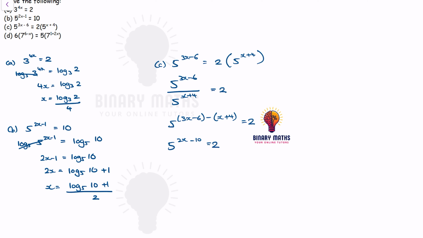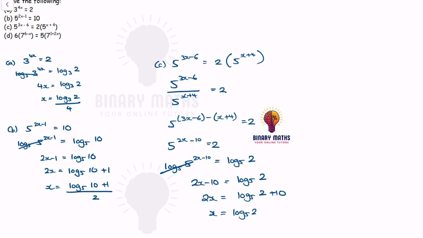So because it's 5 to the power of, I need to do log base 5 to both sides. Log base 5 of 5 to the power of 2x take away 10 is equal to log base 5 of 2. These two cancel out, so all I'm left with is 2x minus 10 is equal to log base 5 of 2. 2x is equal to log base 5 of 2 plus 10. So x must be equal to log base 5 of 2 plus 10, divided by 2.